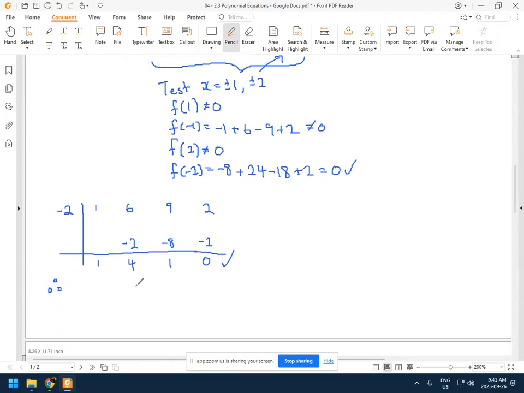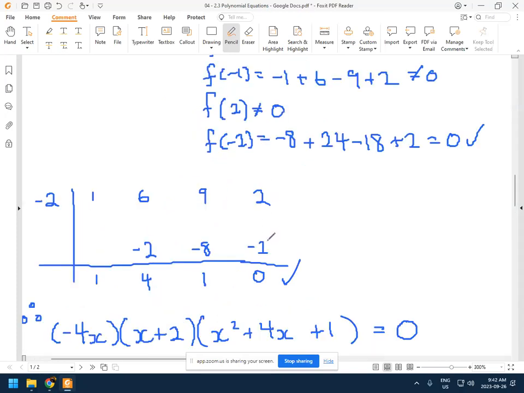Therefore, the equation is now negative 4x, x plus 2, x squared plus 4x plus 1, no remainder, equals 0. Just be negative 1 on the end there. And synthetic. Negative 1? Yeah, 2 plus negative 1 equals 0. No, that's a 2. So negative 2 times 1, that's a 2. Sorry.